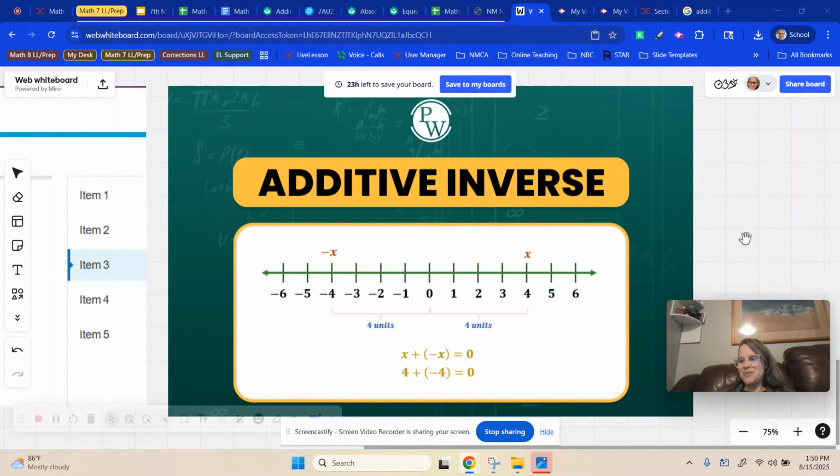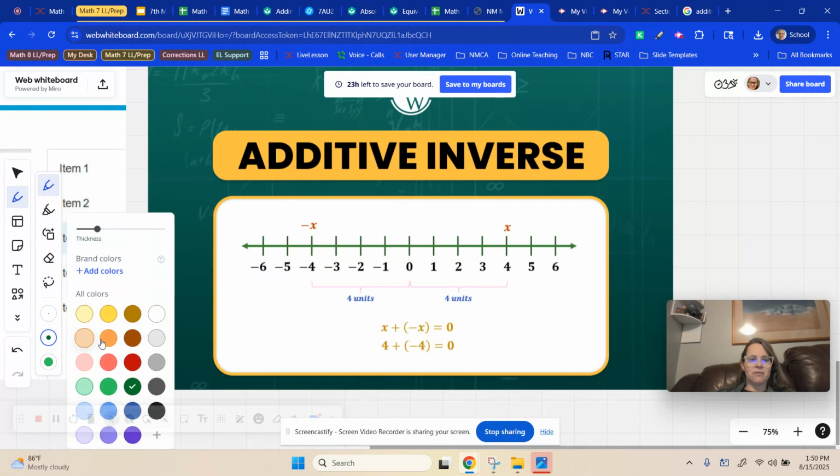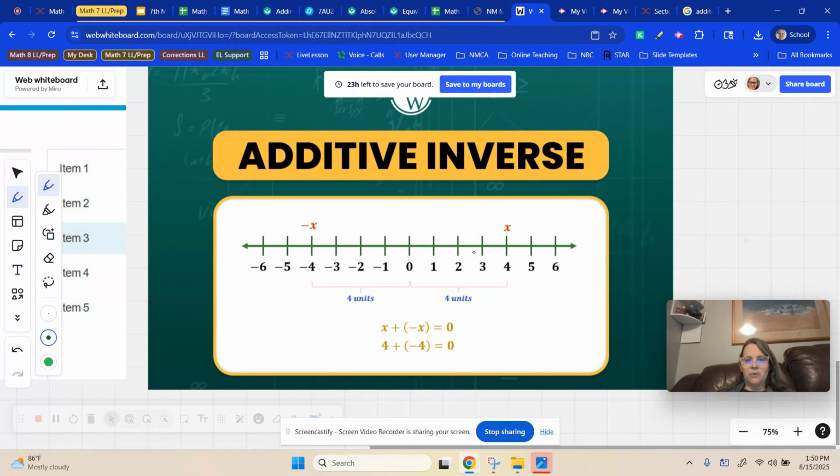Hey everyone, just a quick little thought about additive inverse, and then I'm going to do one of your quick checks. You can see it over here, it's item 3. So first of all, what is the additive inverse? I think of it as the number and its evil twin. So if you look here, we've got x and negative x, and they are opposites. And what that means is they're on opposite sides of 0. That's what we mean when we say opposites, opposite sides of 0.